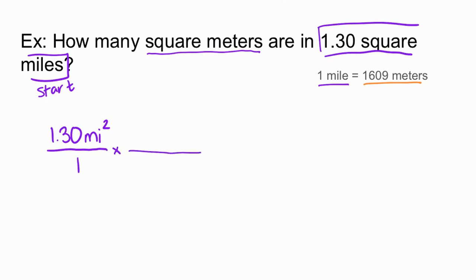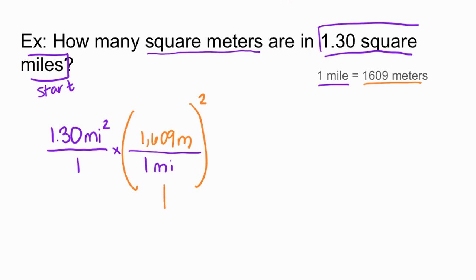Now I'm going to line up my units just like I normally do. So I'm going to put the 1 mile on the bottom, so that's diagonal. And then I'm going to put the 1,609 meters on the top to keep that. Now the problem is I can't cancel out meters squared with regular meters. So I need to take this whole conversion factor I just put and I need to square that whole factor.